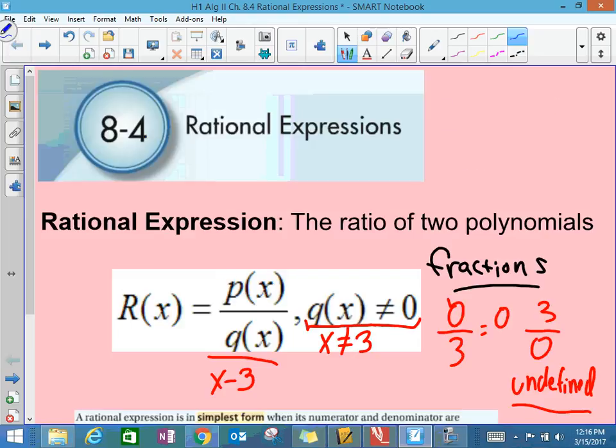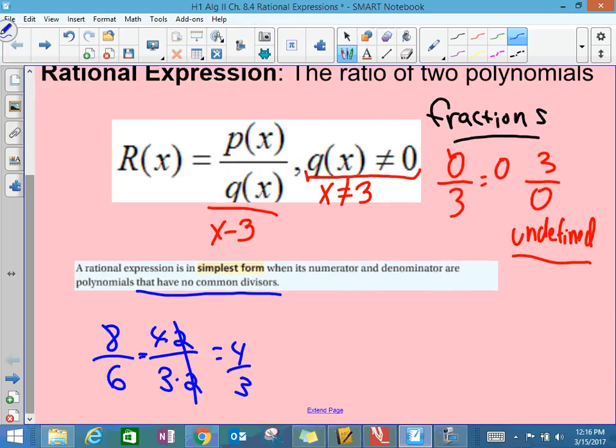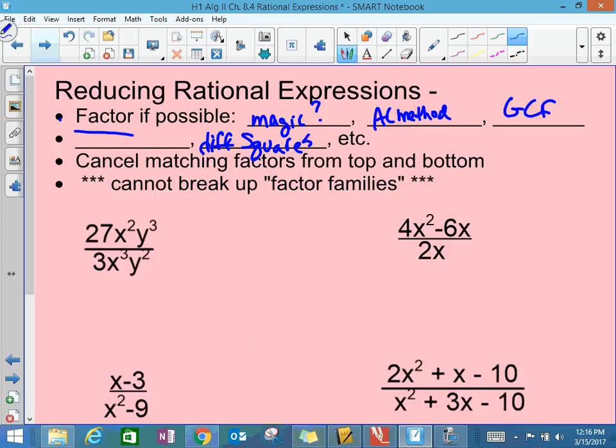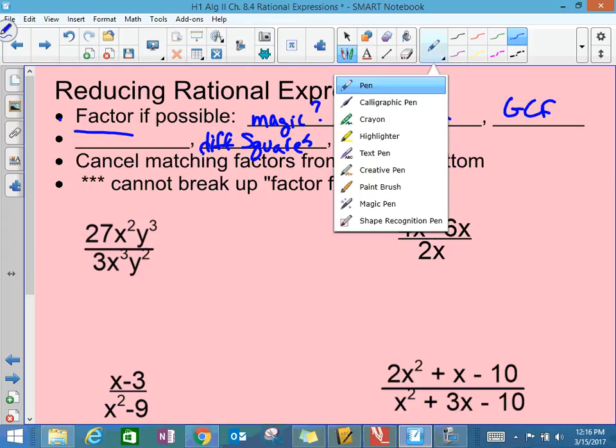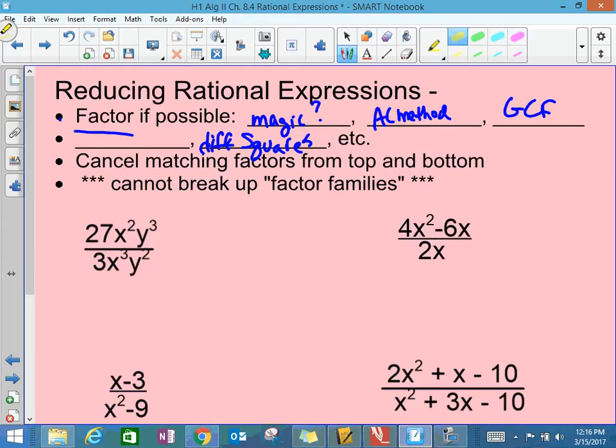So just like on this fraction, where I canceled the matching 2's from top and bottom, we're going to cancel factors. And then here's the most important part of this whole lesson. If you end up zoning out on this lesson today and you just can't listen anymore, at least remember this. When we factor and cancel out stuff, you cannot cancel out factor families.